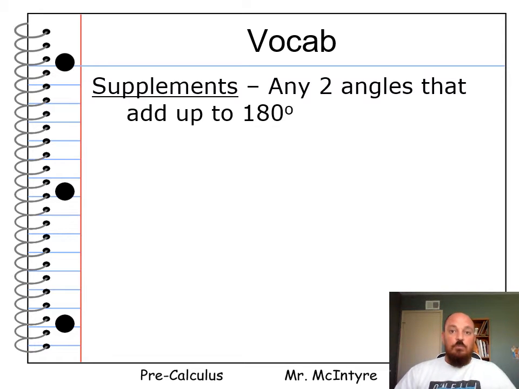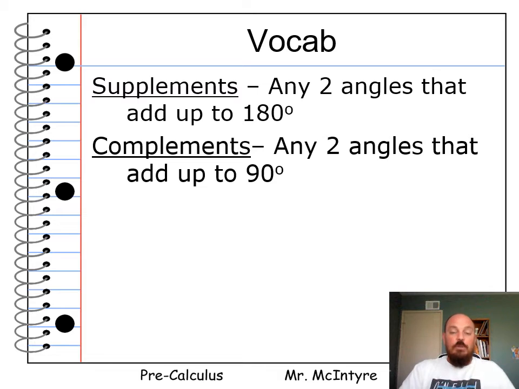Let's start off with a word that you've probably seen before. Supplements, or to say angles are supplementary, means if you have two angles where if you add them up, they add up to 180 degrees. That's supplements. Now, complements is the same concept but with 90 degrees. So make sure you remember them and make sure you remember the difference between the two. If I say supplements, I'm talking about two angles that add to 180. And if I say complements, they add up to 90.